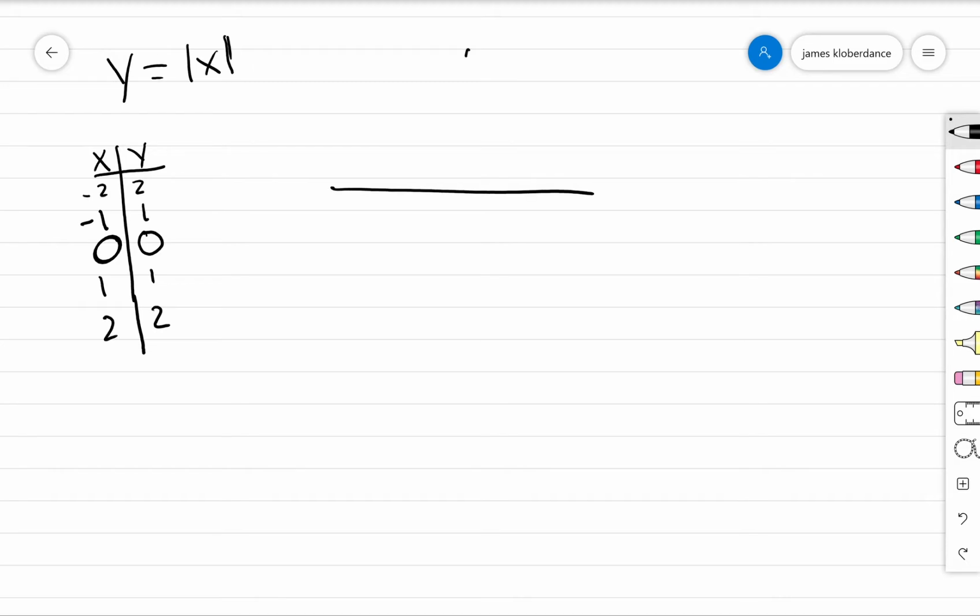So what this looks like is, let's plot these points. So 0, 0, 1, 1, 2, 2. So it's just going to keep going in this direction. It's going to look something like that. The other side, negative 1, 1, negative 2, 2, and so on. It's just going to go like that.